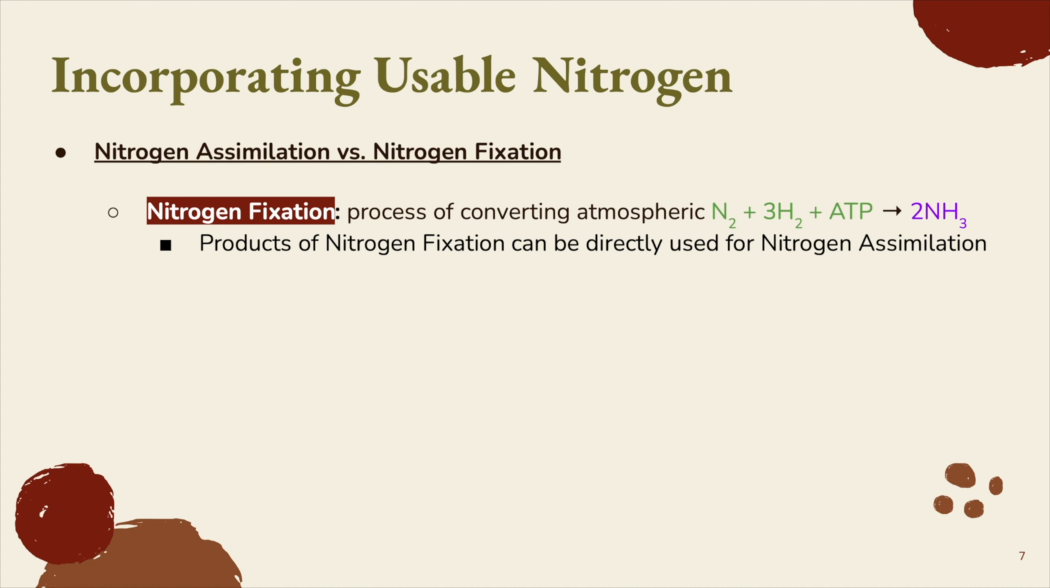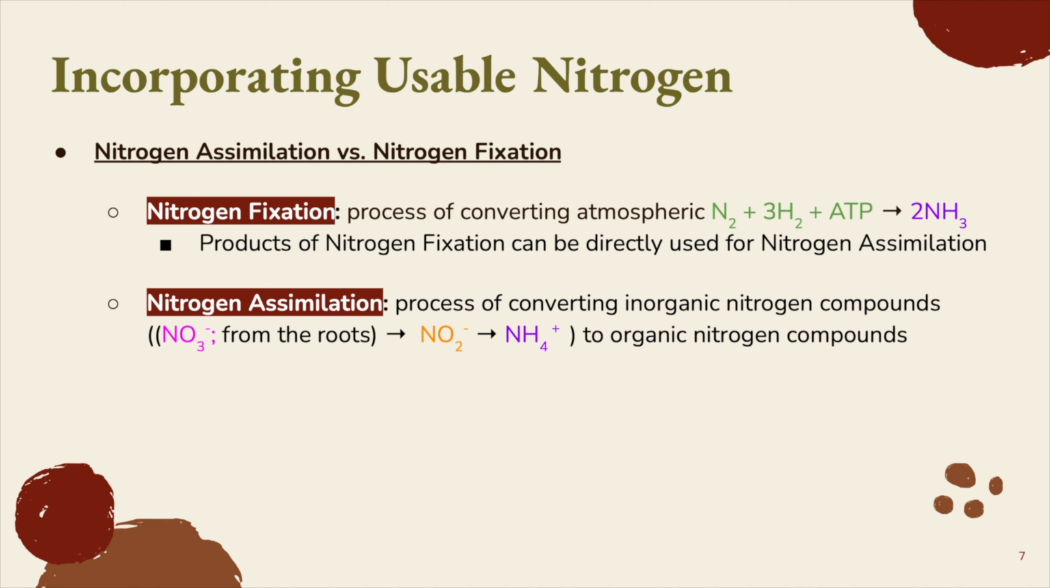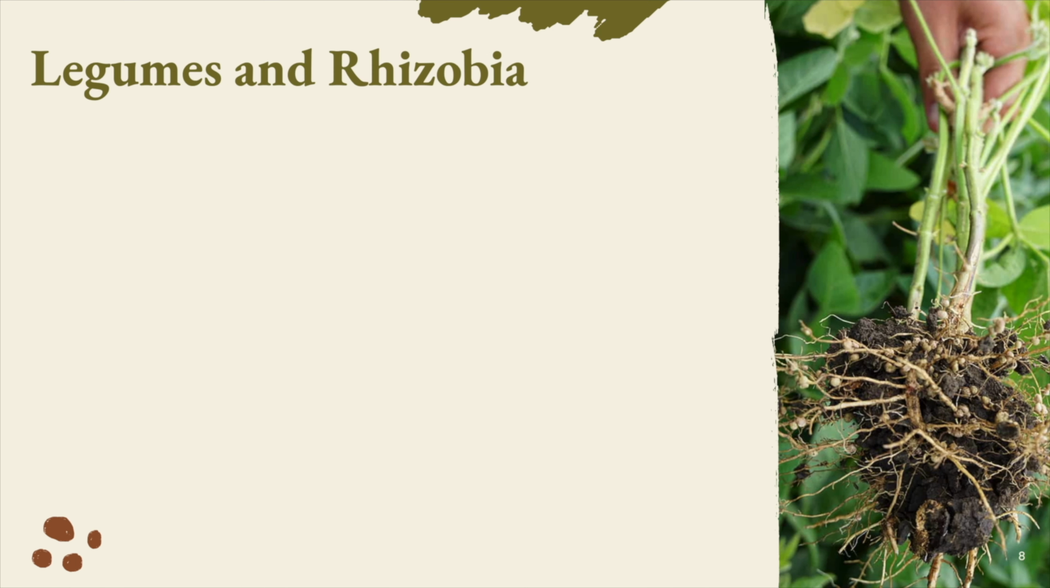As a result, plants need atmospheric nitrogen to be converted into a usable form like ammonia or nitrate to assimilate it for other processes. Nitrogen assimilation is the process of converting inorganic nitrogen compounds such as nitrate or NH4 ammonium into other usable organic forms. Knowing that plants can't directly use atmospheric nitrogen and cannot perform nitrogen fixation by themselves, how do they obtain usable nitrogen?